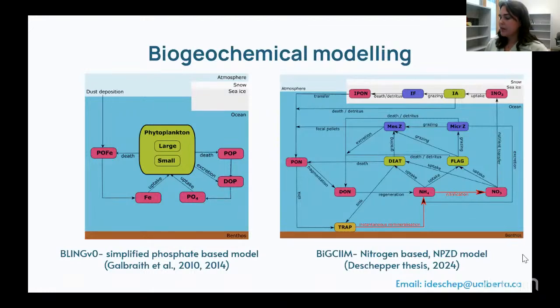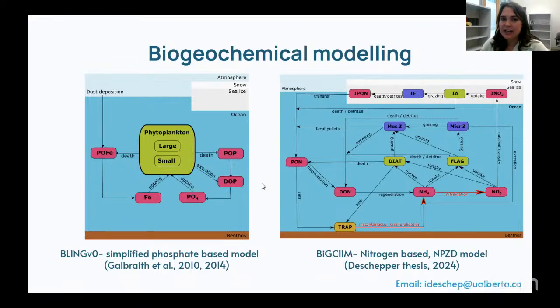So first, the biogeochemical model that we run with this was originally BLING, so that's on the left here. This is a very simplified biogeochemical model. It's biogeochemical light, iron, nutrient, and gases. And you can see the schematic of how that works here on the left.